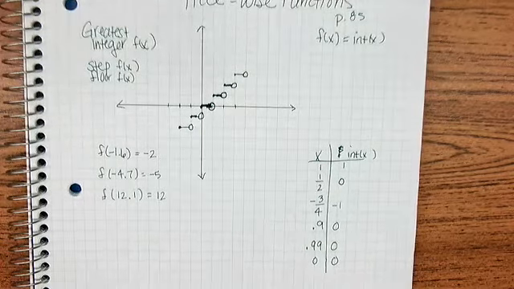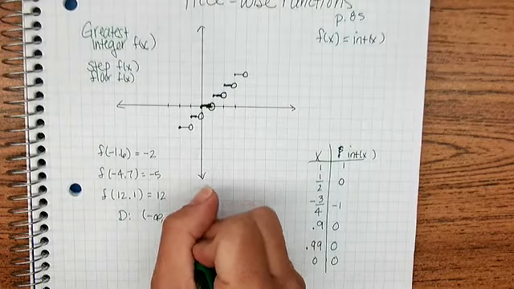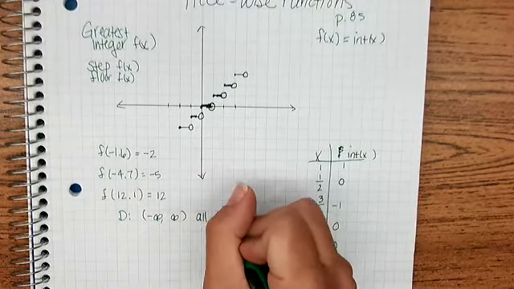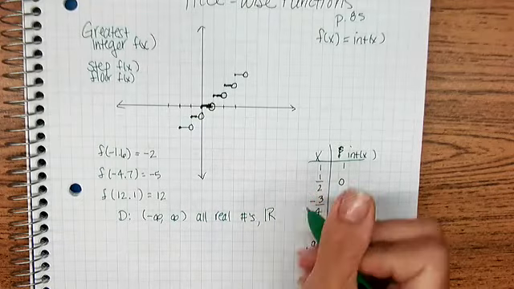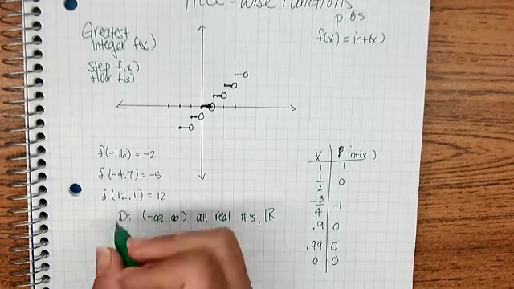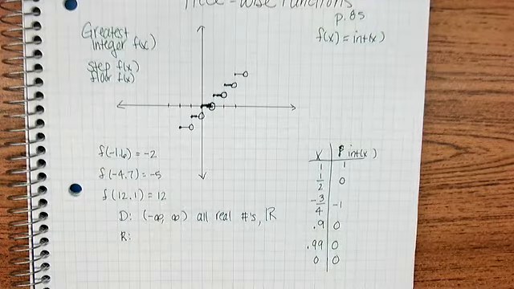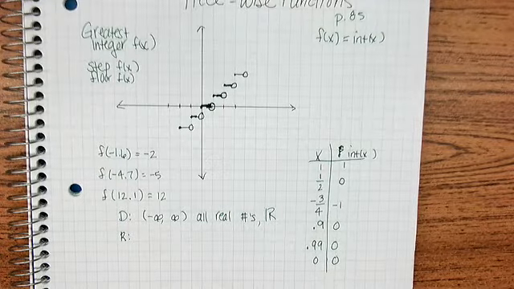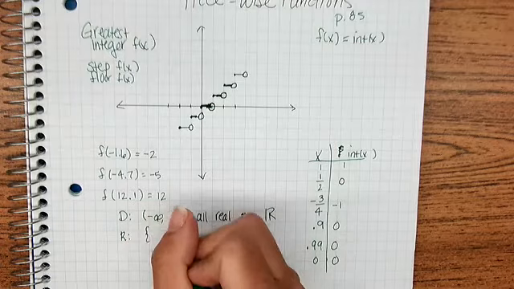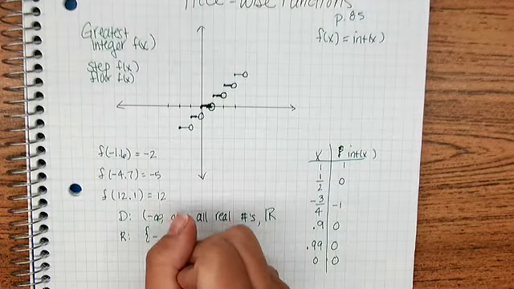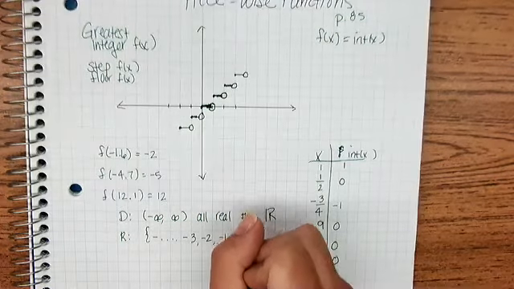Okay, so the domain is all real numbers. I can plug in anything I want for x. So the domain in interval notation is negative infinity to infinity, also known as all real numbers. The range are only integers. No matter what you plug in, your outputs are only integers. So sometimes you'll see curly brackets, negative 3, negative 2, negative 1, 0.